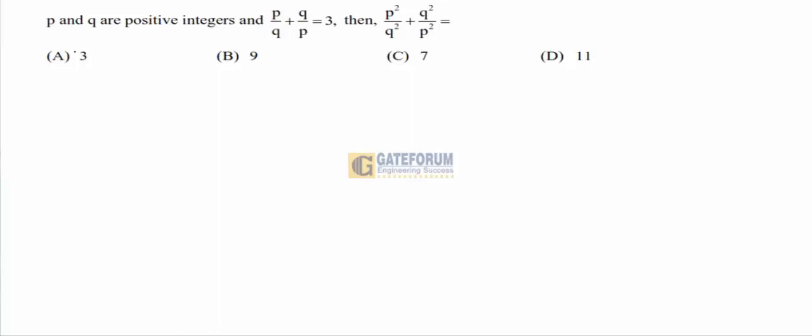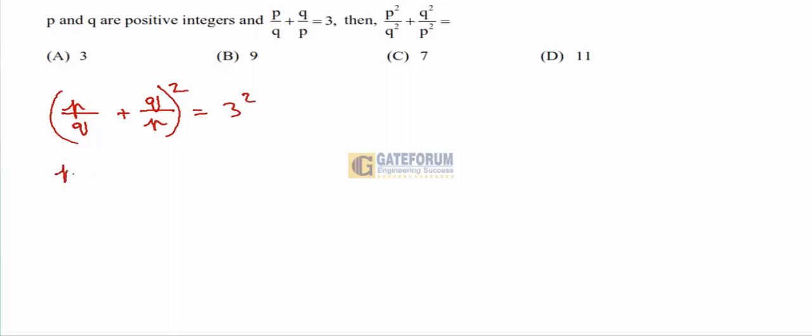P and Q are positive integers and P by Q plus Q by P is equal to 3. Then find the value of P square by Q square plus Q square by P square. So let us take the first equation, P by Q plus Q by P is equal to 3, and let us square it on both sides.